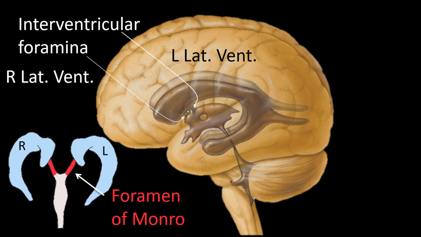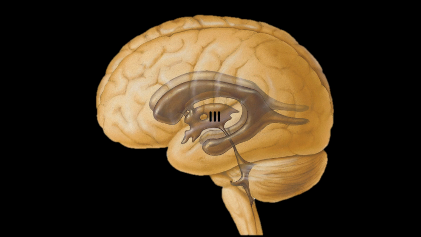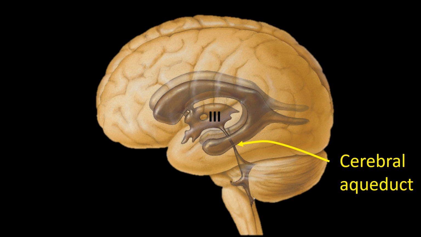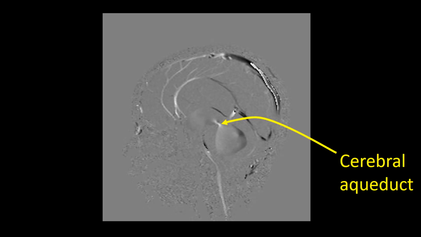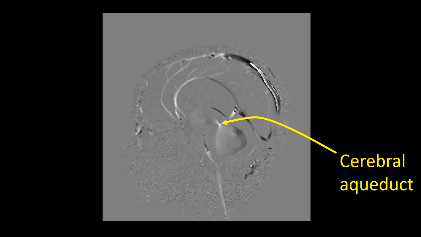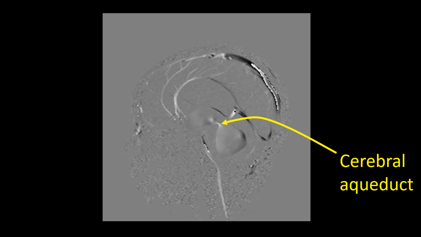The lateral ventricles communicate by way of the interventricular foramen, also called the foramen of Monro, with the third ventricle. This ventricle looks like a dog about to eat a little fish. The third ventricle, by way of the cerebral aqueduct or aqueduct of Sylvius, communicates with the fourth ventricle. In this frame, you can see the CSF flowing, especially at the aqueduct.